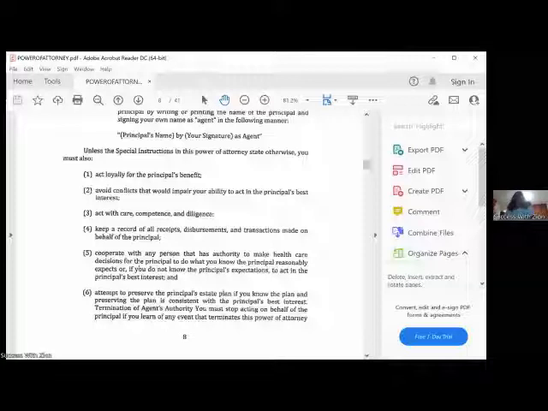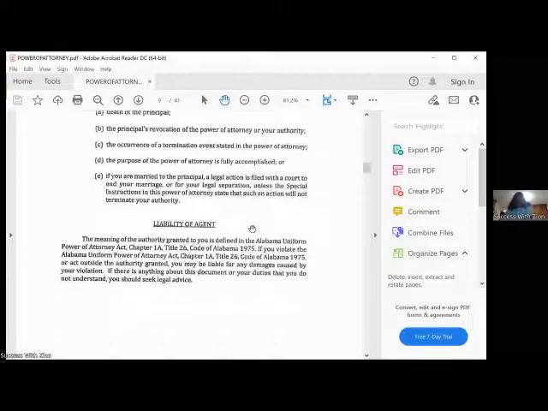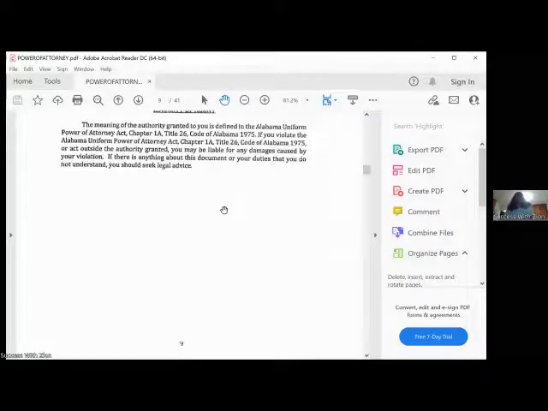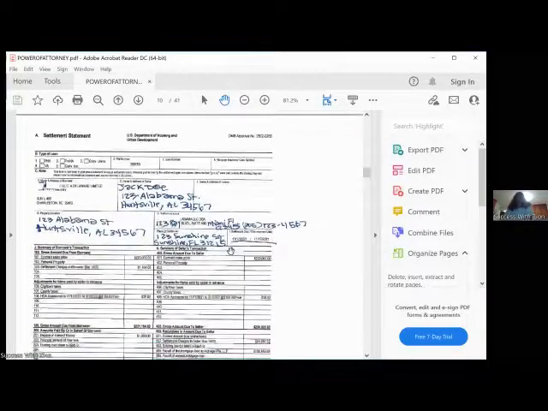So avoid conflicts that would impair your ability to act in the principal's best interest. Act with care, competence, and diligence. Keep a record of all receipts, disbursements, and transactions made on behalf of the principal. Cooperate with any person that has authority to make healthcare decisions for the principal. Attempt to preserve the principal's estate plan if you know the plan and preserving the plan is consistent with the principal's best interest. So anyway, it goes on and on. Liability of the agent: the meaning of the authority granted to you is defined in, again, it's quoting where that's granted. And of course, they should seek legal advice if they don't understand anything in the document.